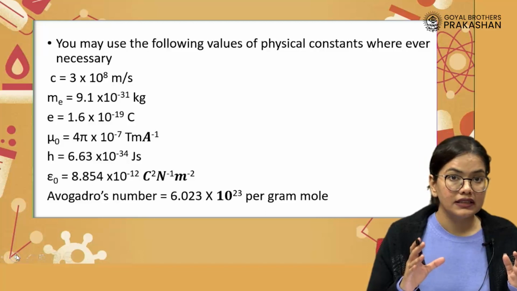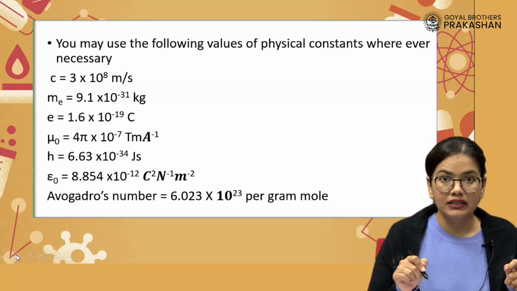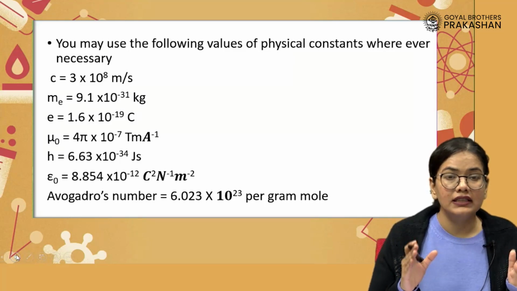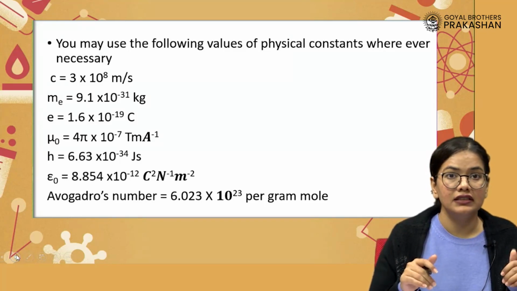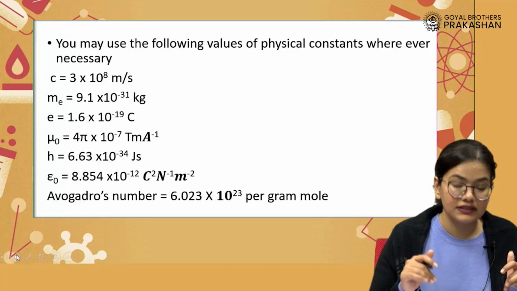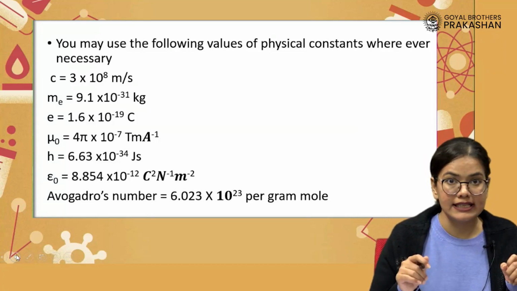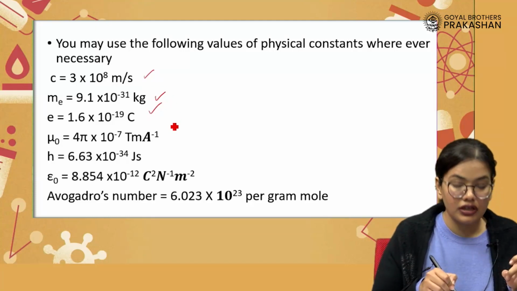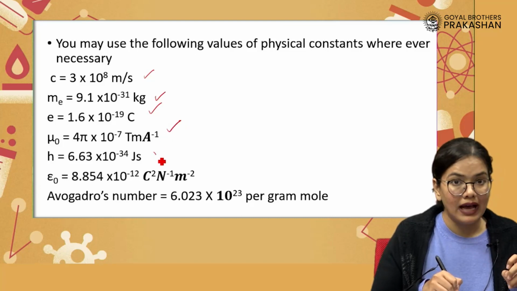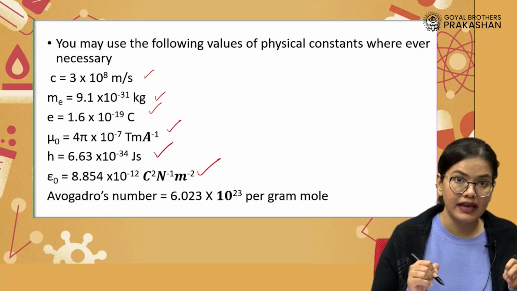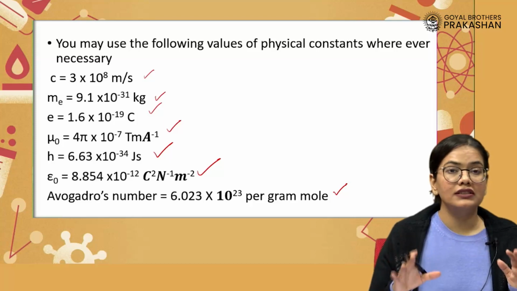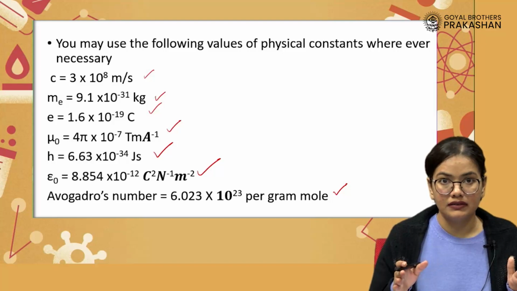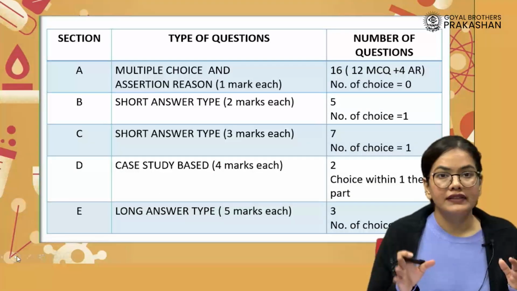Also, in certain questions, especially in the numericals, you require values of certain constants. The values of these constants you need not memorize because they will be provided in the question paper itself. Speed of light, mass of the electron, charge on the electron, permeability of free space, Planck constant, permittivity of free space and Avogadro number. All these constants will be there in the paper itself. So, you do not need to memorize them. Now, let us understand the different sections of the paper.